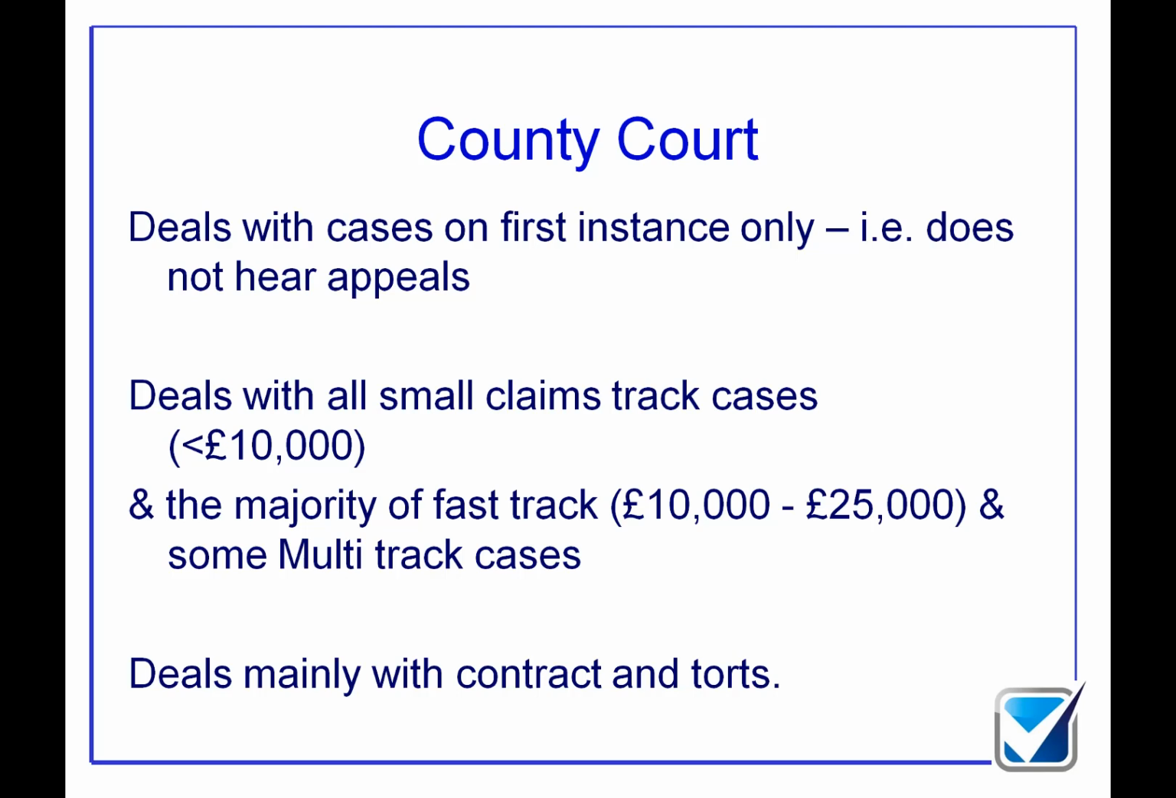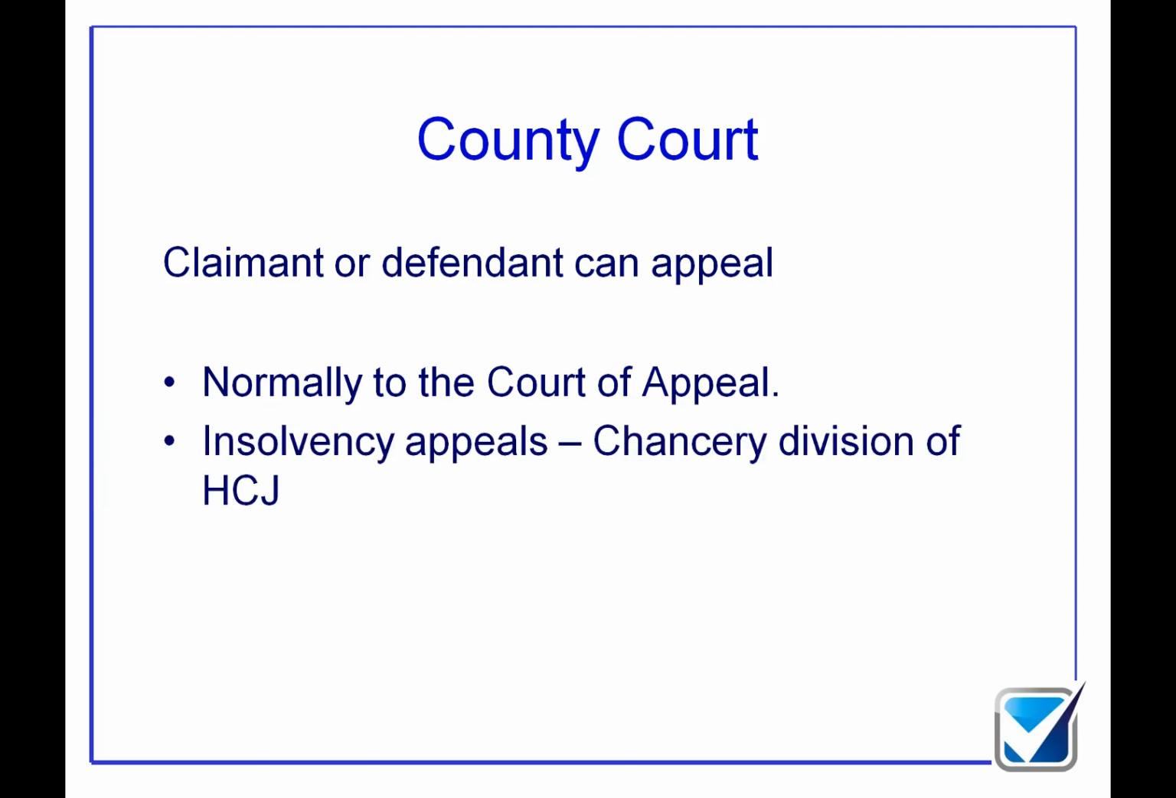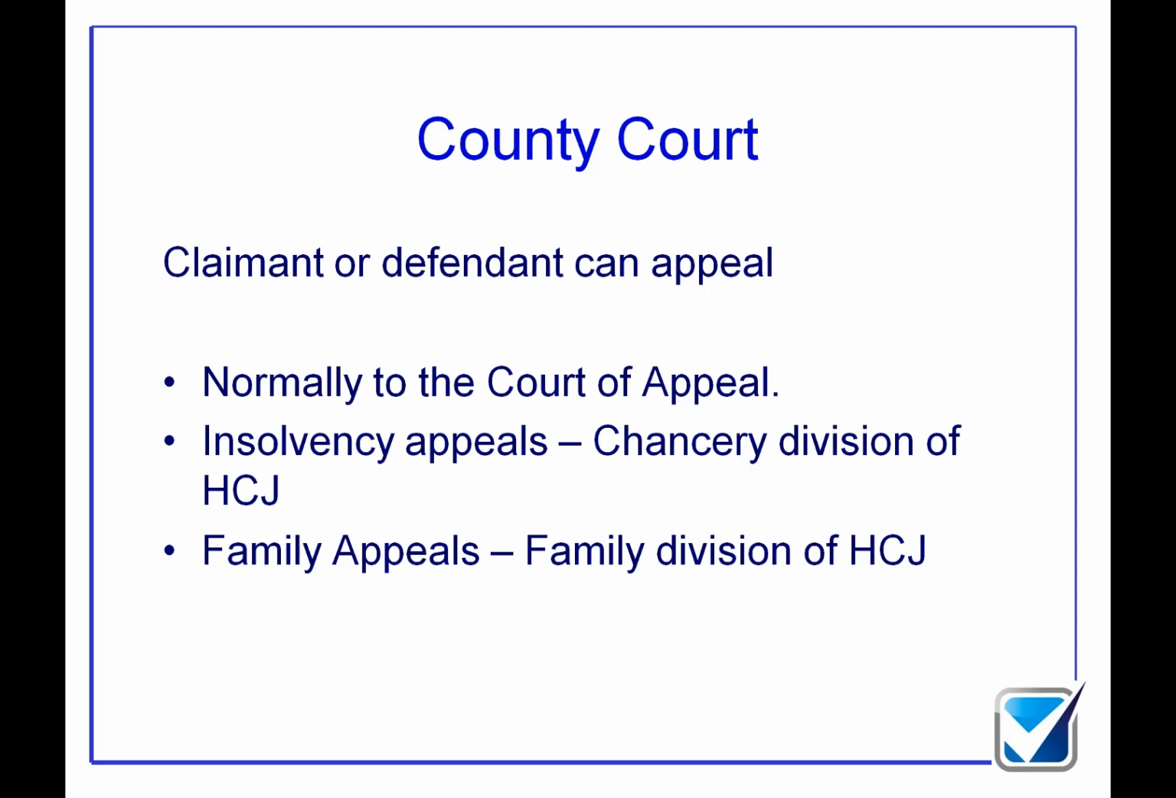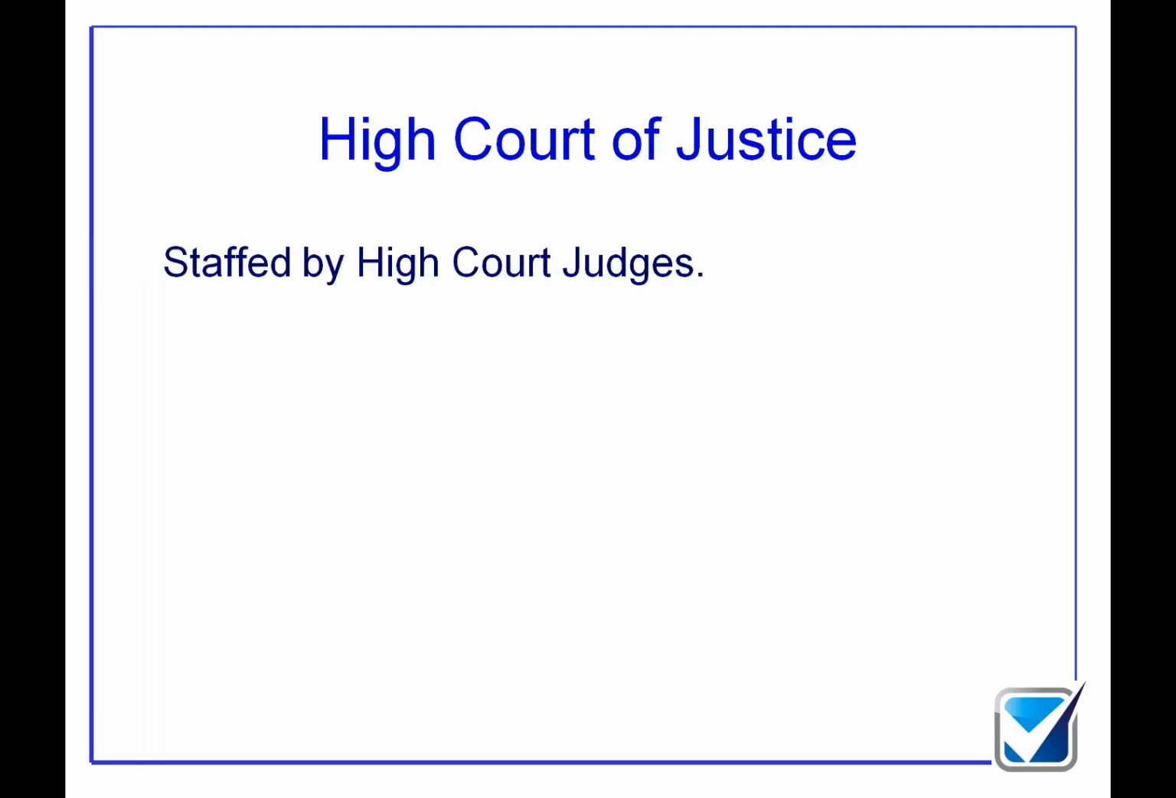Once the county court has reached this decision, you can potentially appeal. Either party, the person who's making the complaint, the claimant, or the person defending their position, the defendant, can appeal. Now, the appeals from the county court normally go to the Court of Appeal, as you'd normally expect. Some appeals from the county court go to the High Court, which is the HCJ, High Court of Justice. So the High Court of Justice is a court of first instance and an appellate court in certain instances as well. The High Court of Justice is staffed by High Court judges, as you would expect.